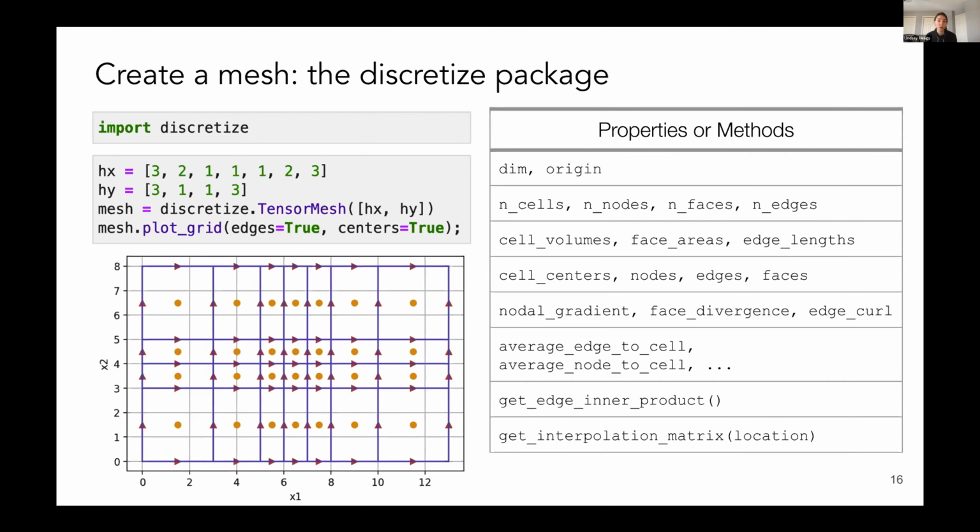Because we also know the geometry, it means we can construct operators. So things like the edge curl, a gradient, a face divergence, because those all just depend on the geometry. And so once we've constructed the geometry, we have access to all of those, as well as methods such as being able to interpolate or construct those inner product matrices we need for the physical properties.